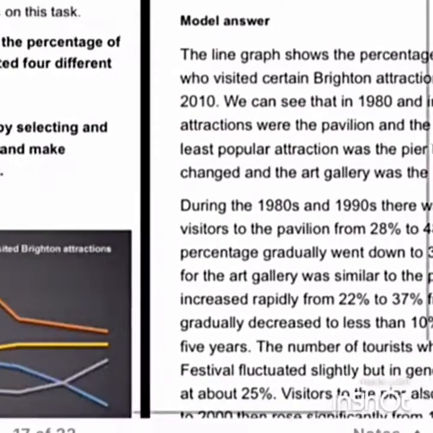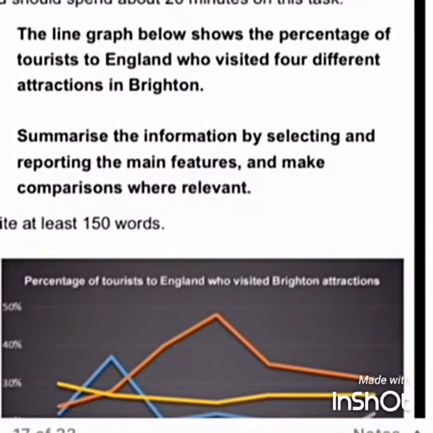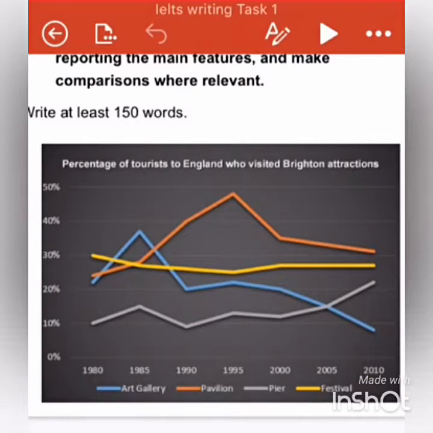Though it's quite similar, it means the same, but it has a little difference to show the examiner that I'm not copying and pasting. Line chart. The top, it says percentage of tourists to England who visited Brighton attractions. So we can see on the side it's percentage given, and the bottom it says from 1980 to 2010. And what is given to us is the blue line is art gallery, and the orange is pavilion, grey is pier, and the yellow is festivals.